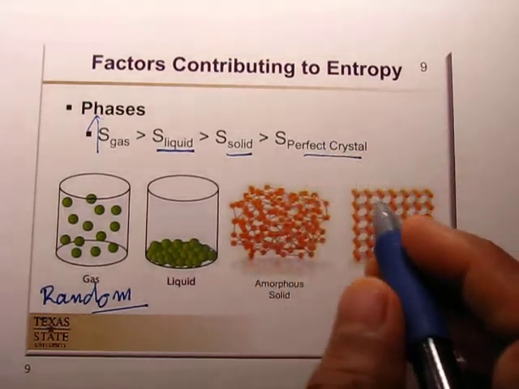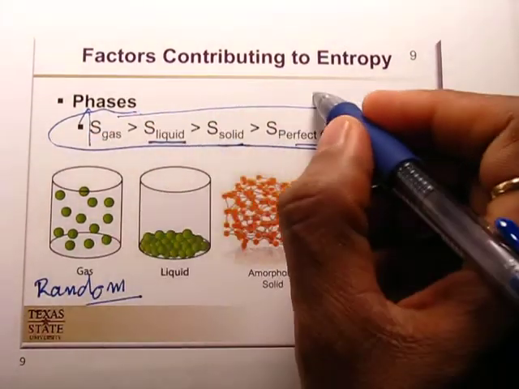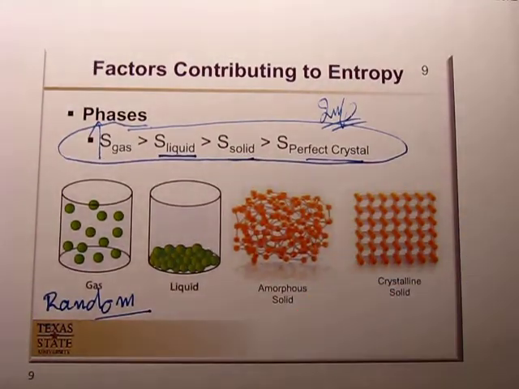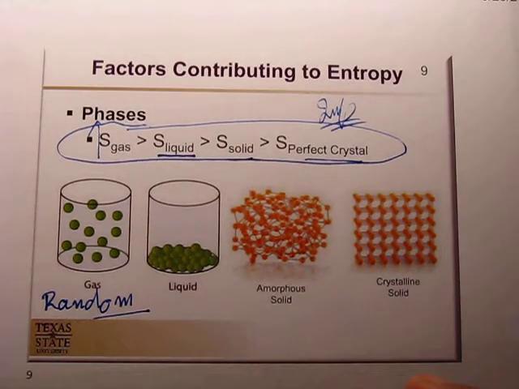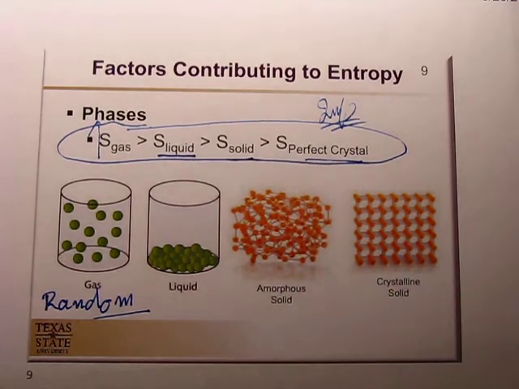So this is the order you must remember. This is very important: what phases they have and what the order of entropy is based on their state.